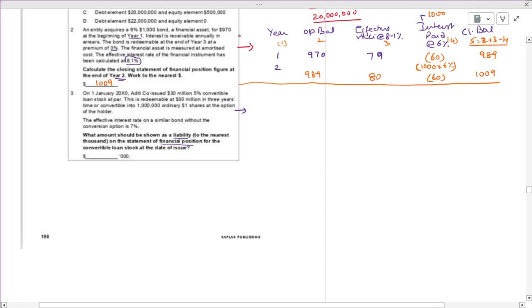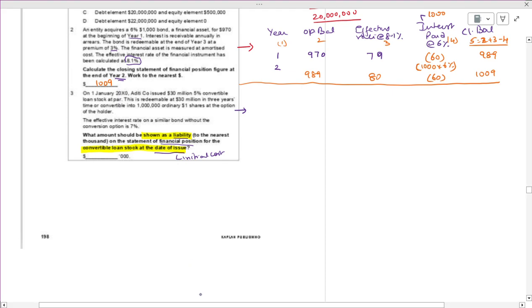We have to do only the present value. We should not do equity. They have said very clearly what amount should be shown as a liability in the financial statement for the convertible loan stock only. Date of issue means initial value, initial cost. We are not talking about the effective rate here.